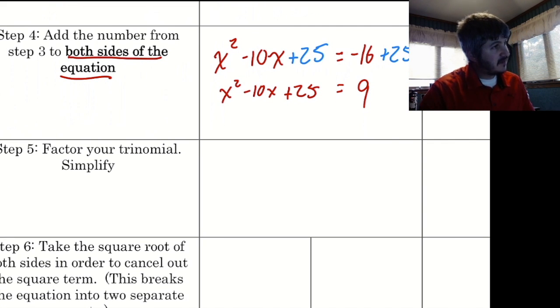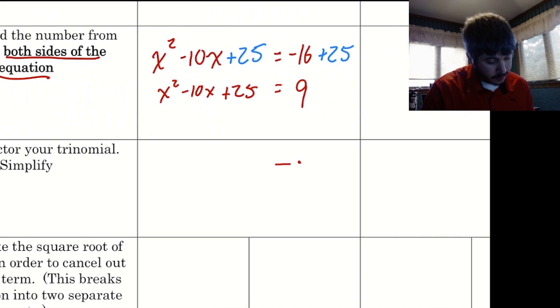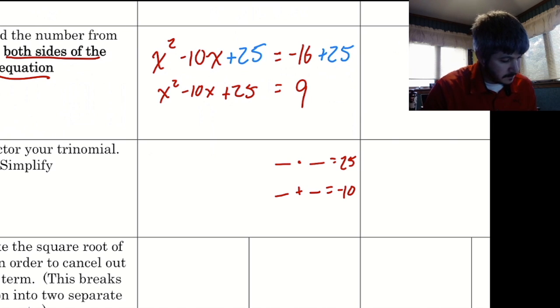Now, step 5, factor your trinomial and simplify. So two numbers that multiply into, sorry, not 5, 25, and two numbers that add into negative 10. Which is negative 5 and negative 5.